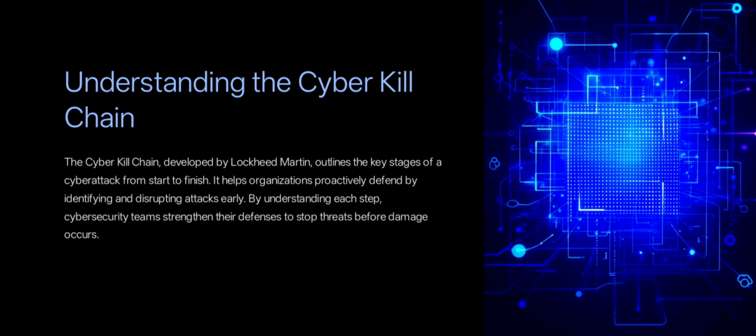The 7 stages of the Cyber Kill Chain. Each stage of the Cyber Kill Chain represents a distinct step that an attacker takes, from early reconnaissance to data exfiltration. Understanding these stages enables defenders to build multiple layers of defense, enhancing an organization's security posture.